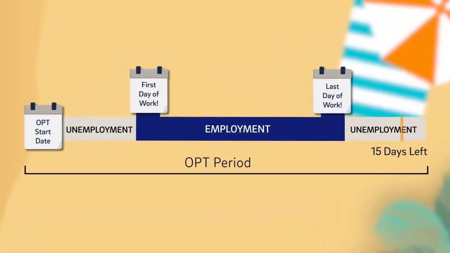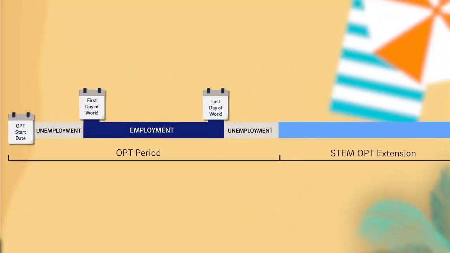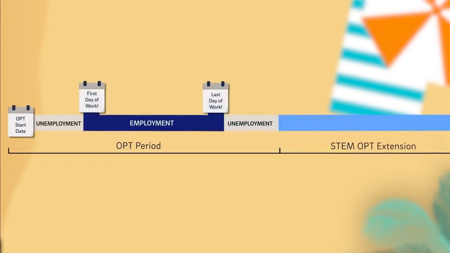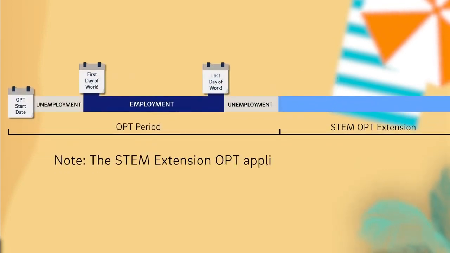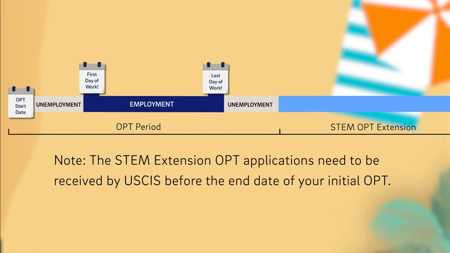As you approach the end of your OPT employment period, you may be eligible for a 2-year science, technology, engineering, or math, or STEM OPT extension. To see if you are eligible for a STEM OPT extension, please visit Stage 1 of STEM OPT on ISPO's website. Note that the STEM OPT extension applications need to be received by USCIS before the end date of your initial OPT.